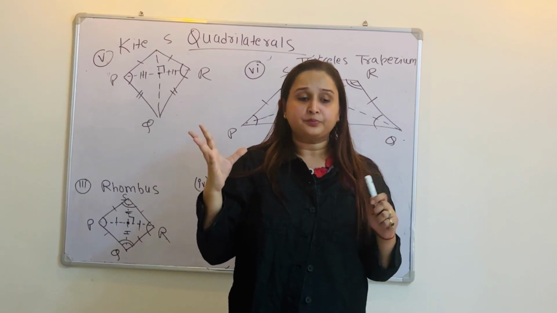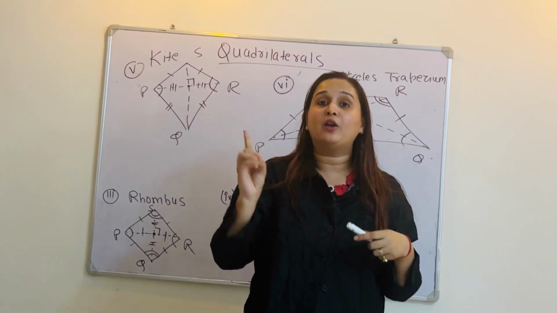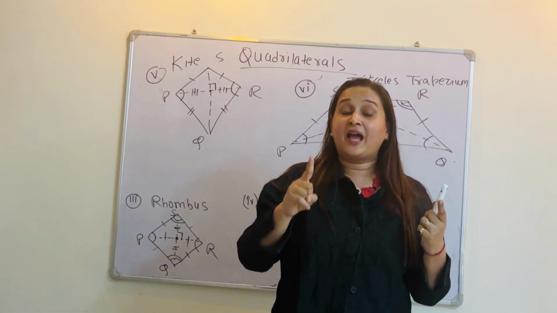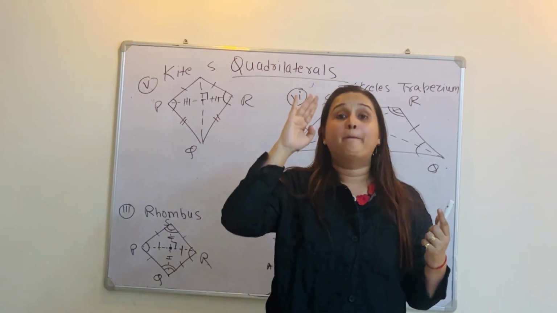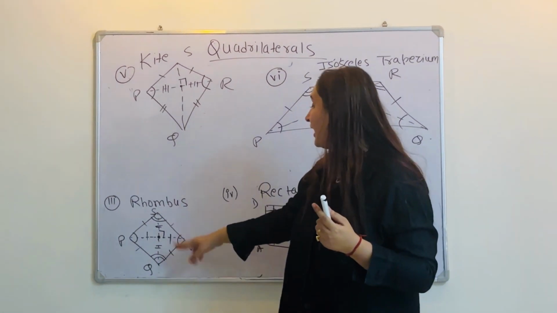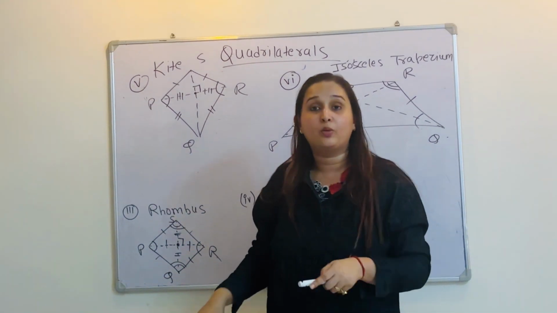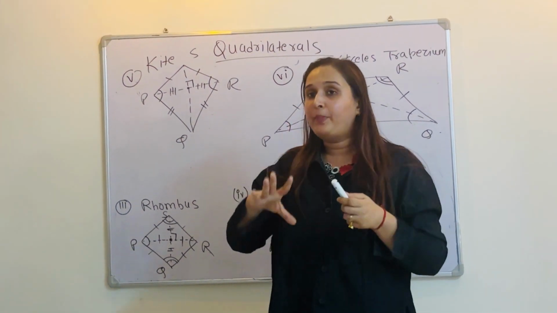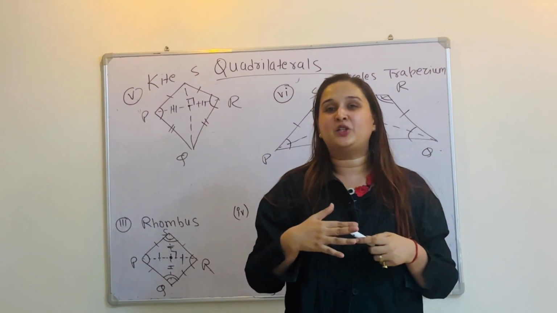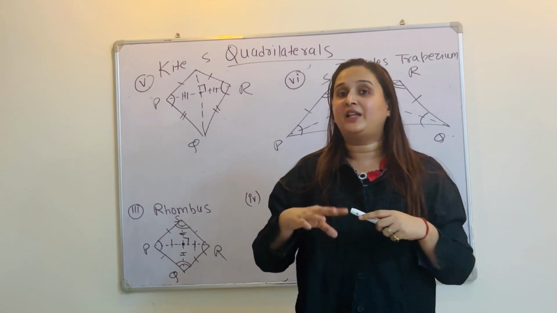In short, children, if we talk about the diagonals, in a parallelogram they are not equal, but they bisect each other. In a square, the diagonals are equal and bisect each other at 90 degrees. In a rhombus, the diagonals bisect each other at 90 degrees, but they are not equal. So these are the few properties which you have to memorize to solve questions in your exam, especially the case-based study questions or any question in which the properties are involved.